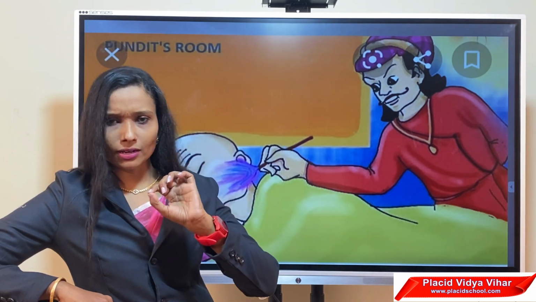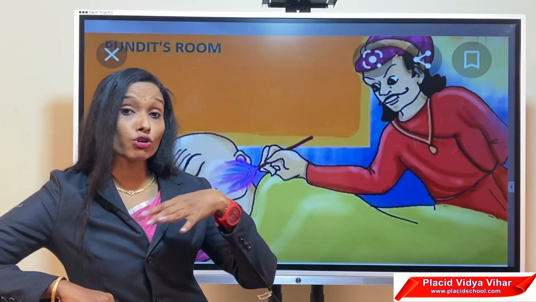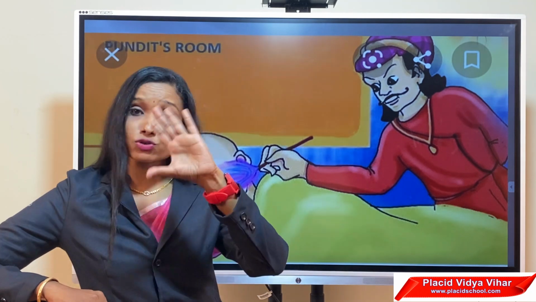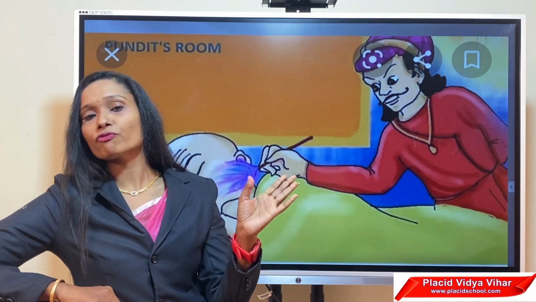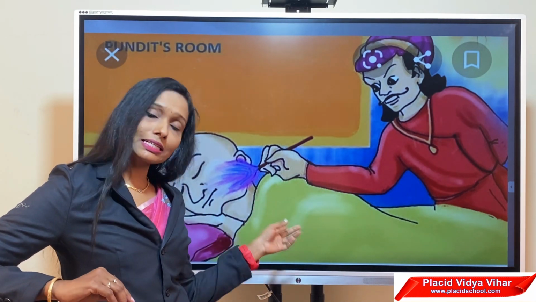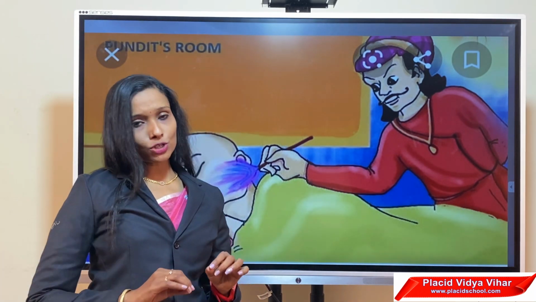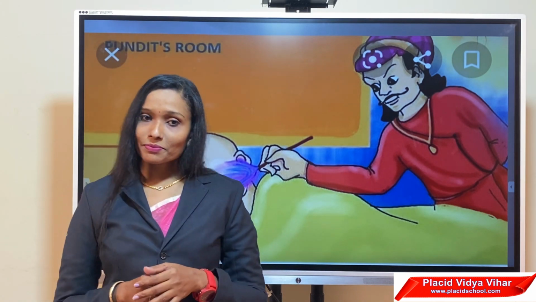Very soft feather. From the hen also you might have seen feathers, or the peacock feather you have seen, right? At home we have peacock feathers which we keep for decoration. The feathers of birds. But that is called a quill. So Birbal took a small quill.